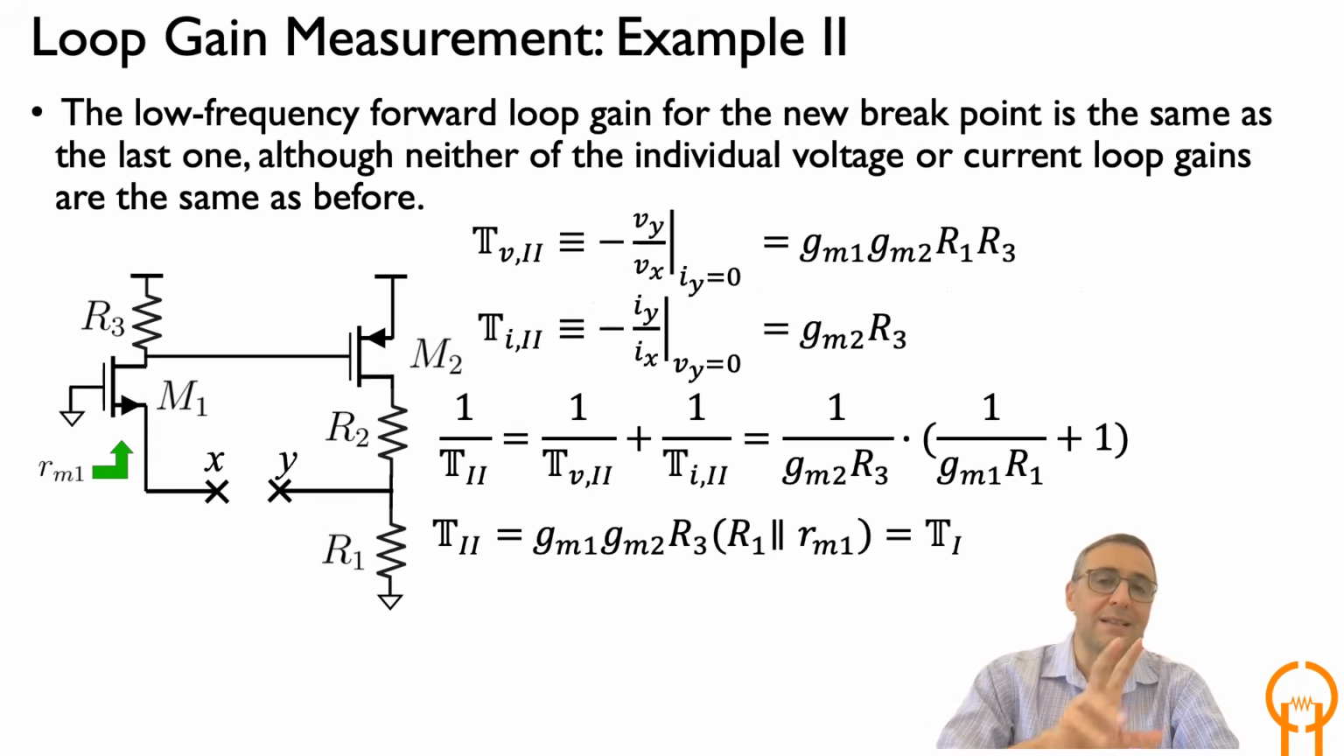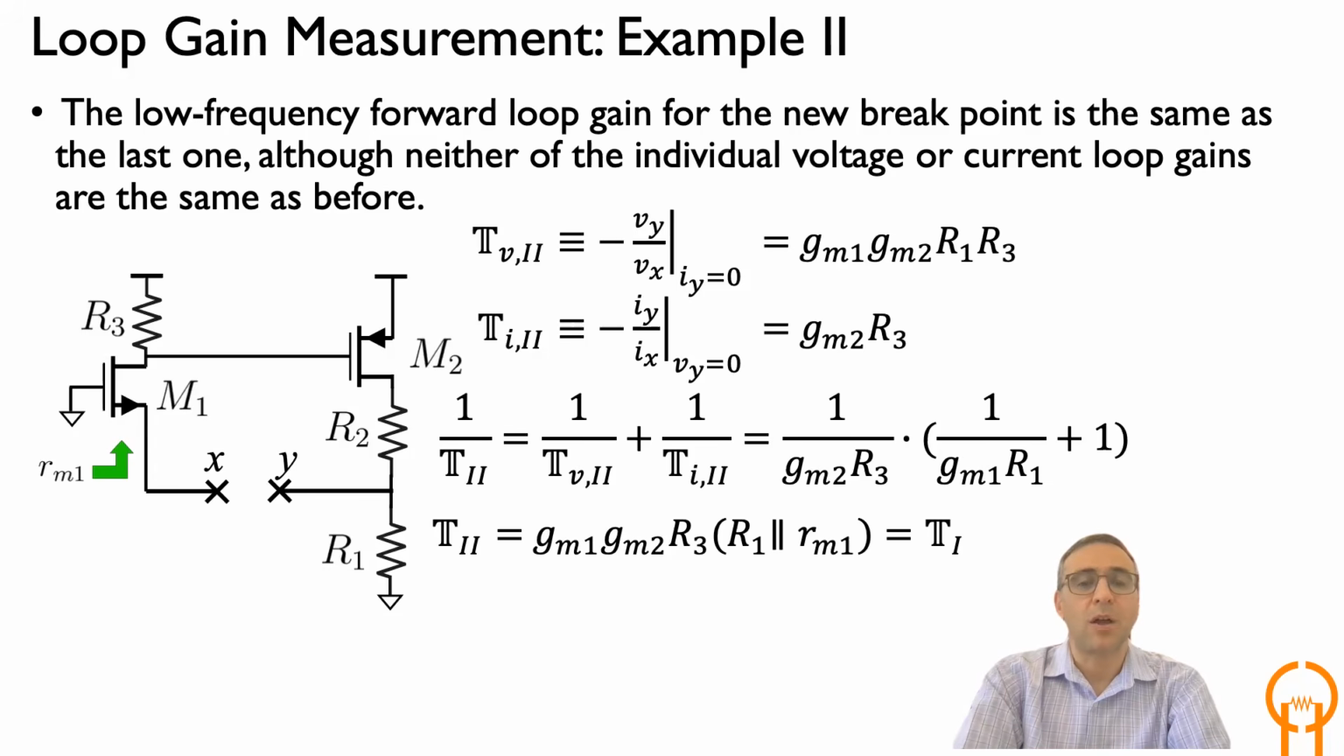Now, let's do another example of breaking the same loop in the same circuit at a different location. This time we break it at the source of M1, at the connection to R1 and R2. As you can see, again, we broke it there. We are applying the signal in a clockwise direction, the primary direction of the loop.